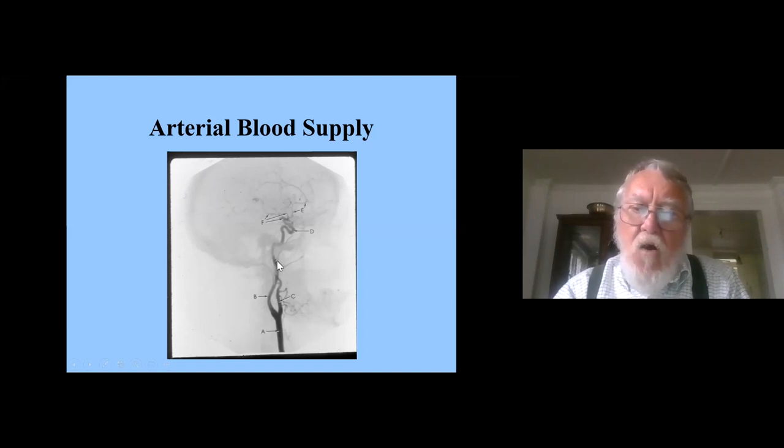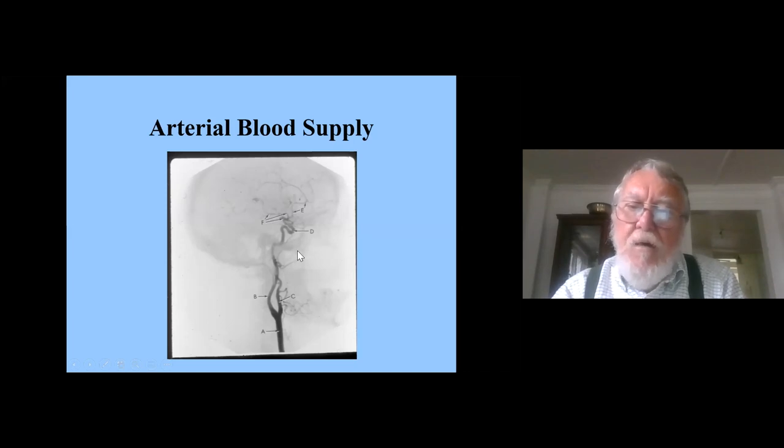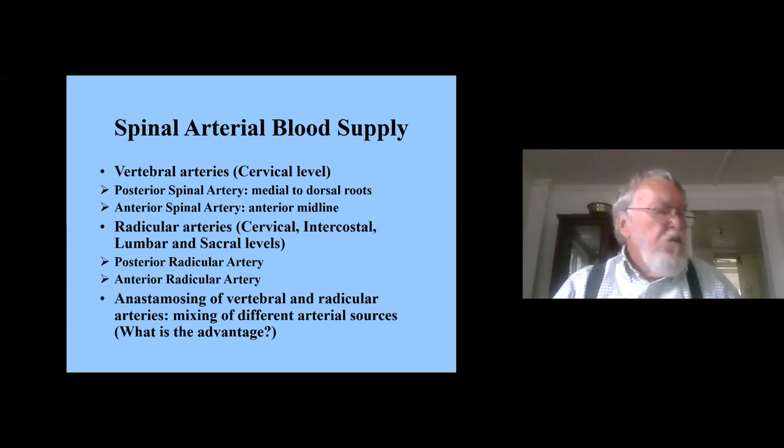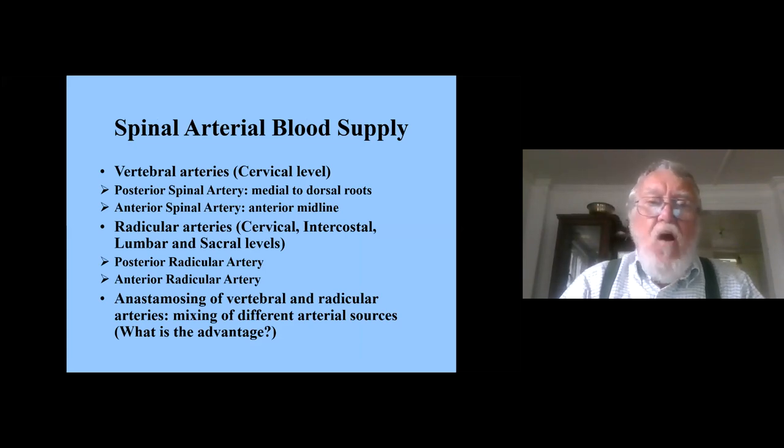that carotid artery is going to divide into an internal carotid artery. There is an external, but we're going to pay attention to the internal that goes into the blood supply. And then we're going to follow how the vertebral artery goes. So the first thing I want to look at is spinal arterial blood supply.